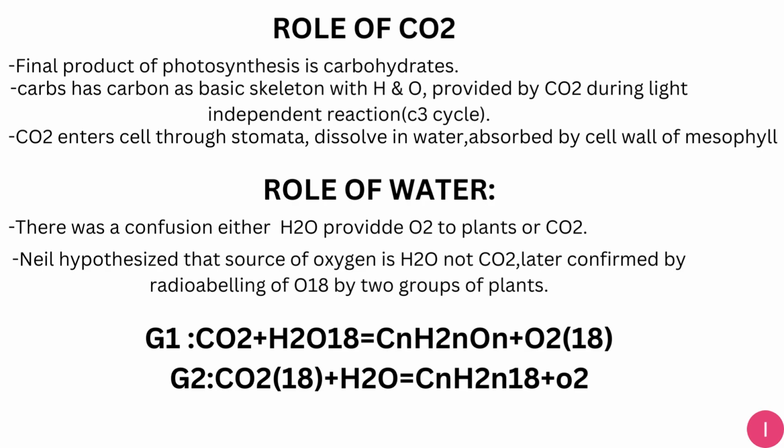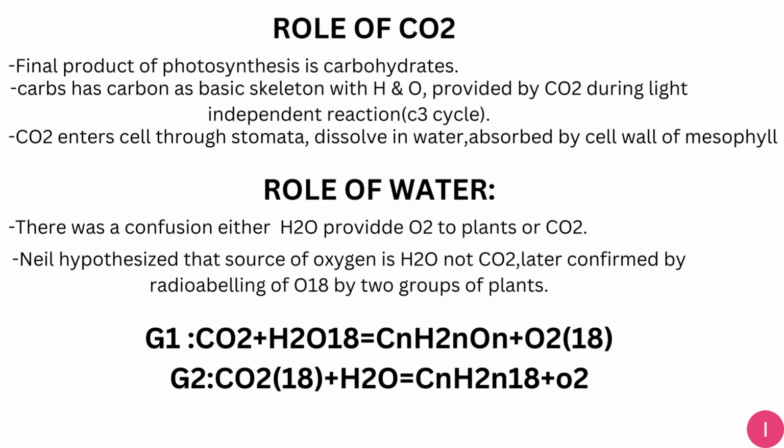Third point is that carbon dioxide enters the cell through stomata. Stomata is the gateway of leaves. Stomata are structures present on the leaves. They control the inward and outward movement of materials or water from the leaves. So carbon dioxide enters the cell or leaf through stomata. It dissolves in water there and is absorbed by the cell wall of mesophyll cells. That is how carbon dioxide enters the leaves or the cell.